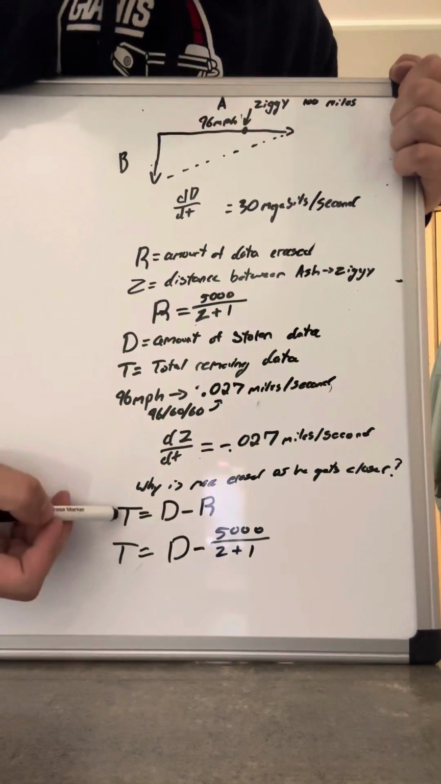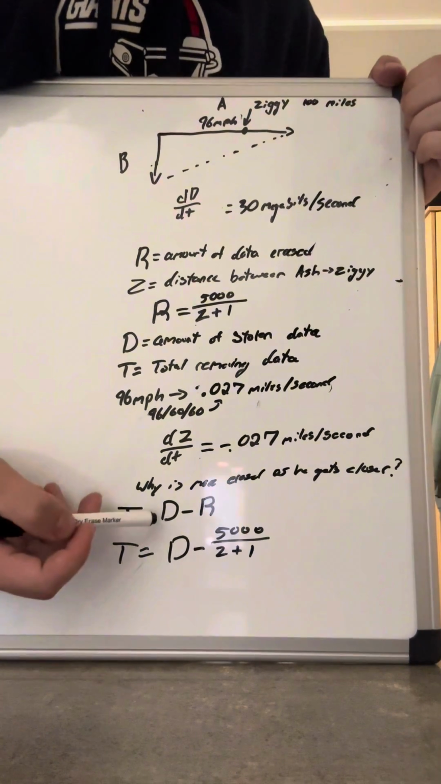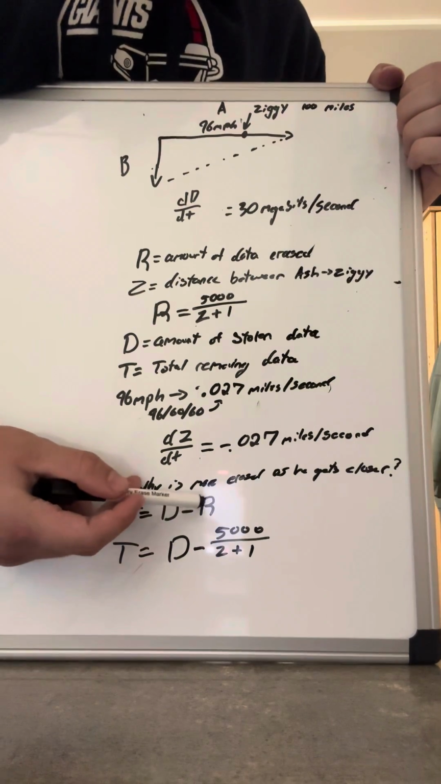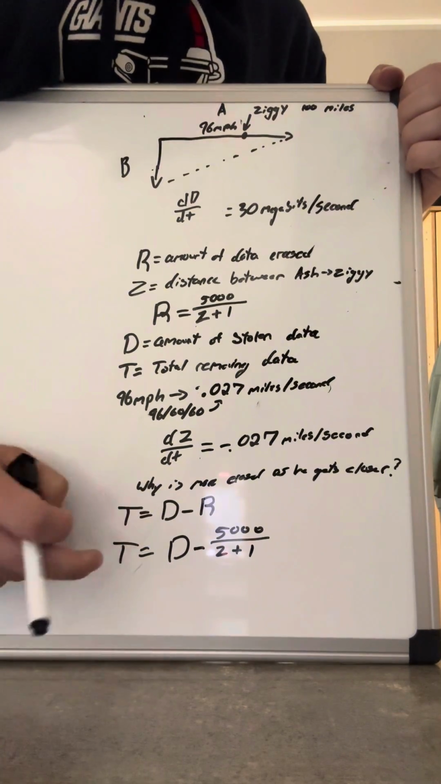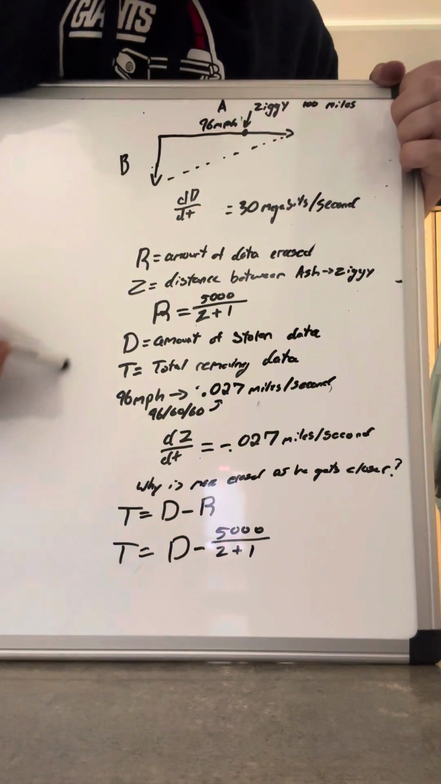Question 3 asked me to create an expression. So you have the total amount left on Bart's laptop equals the amount stolen minus the amount erased. Question 4, I just wrote R in terms of Z, which brings you right back up here.